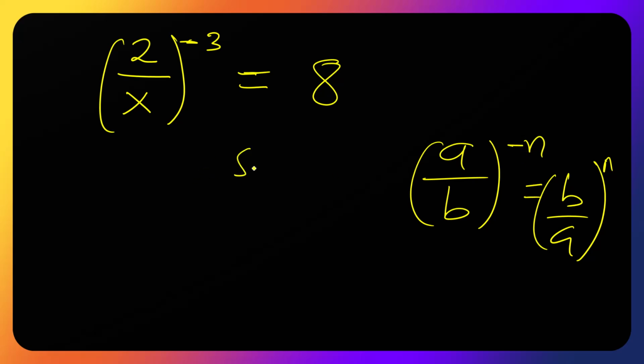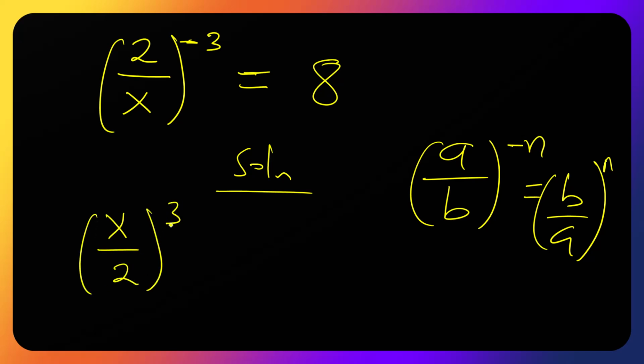Okay. Solution. So we have (2/x) all cubed equals 8. All right. Now from here, because of this, we have 3 here. Let's go ahead and change this one. But before that, we can say (x/2) all cubed minus 8 equals 0.